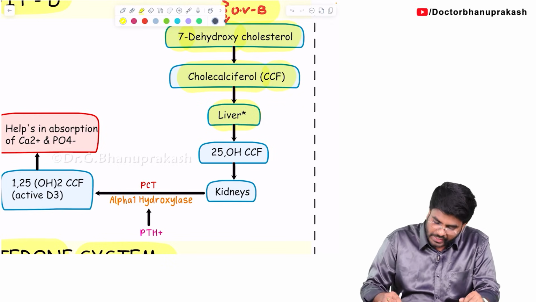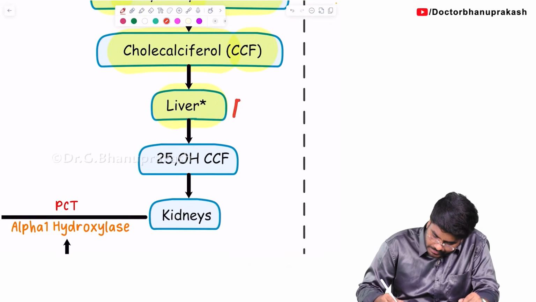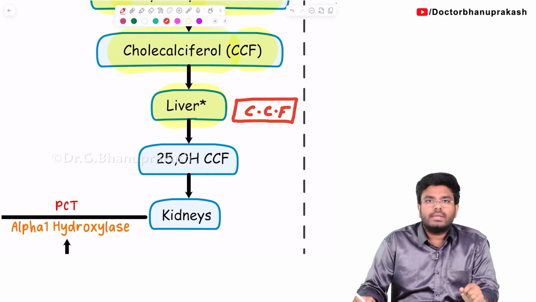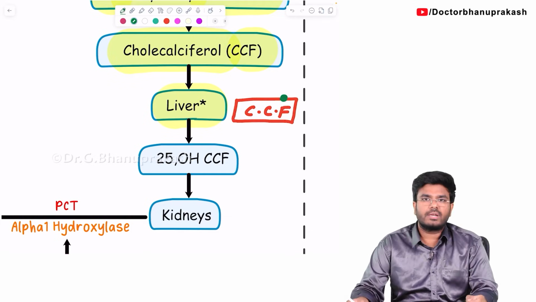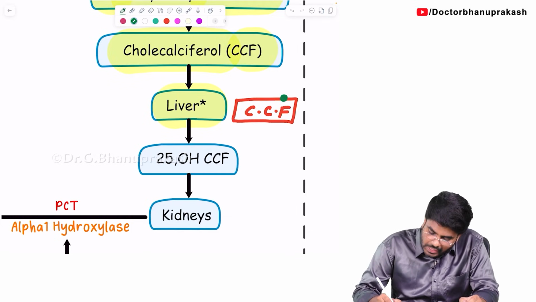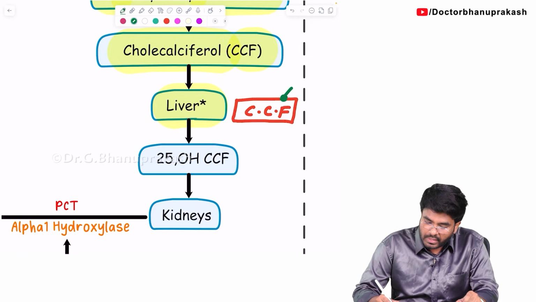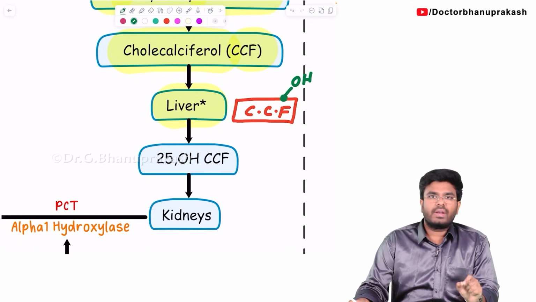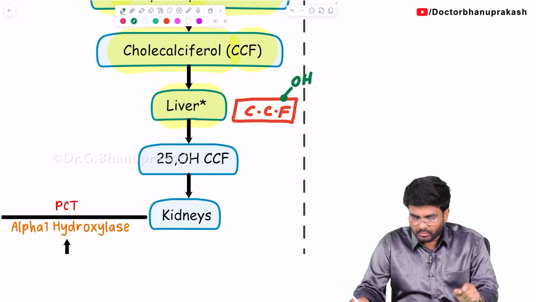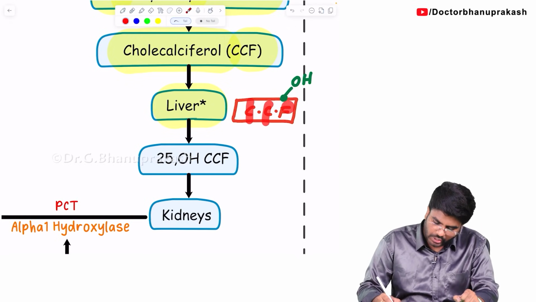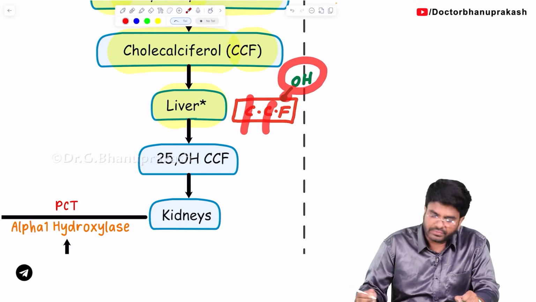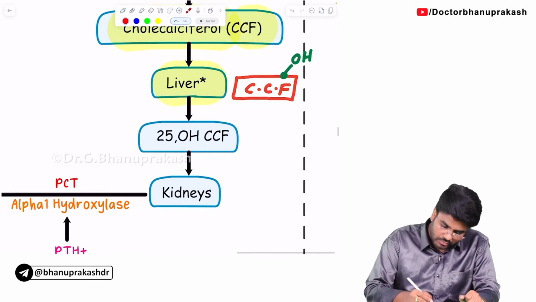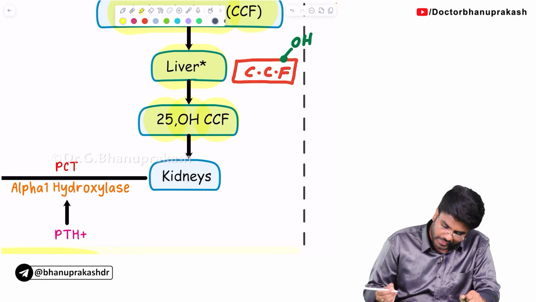Now, in the liver, do you know what happens? In the liver, try to understand, here is the cholecalciferol molecule. On the 25th carbon position, see, everything in our body is made up of carbons, so on the 25th carbon position, one hydroxy group is added. So now this cholecalciferol becomes 25 hydroxy cholecalciferol. So this is called inactive vitamin D.